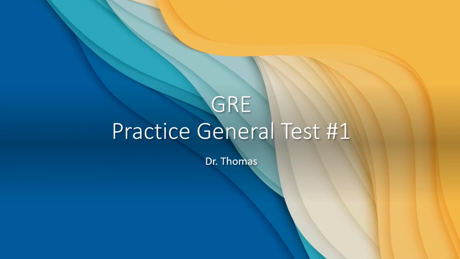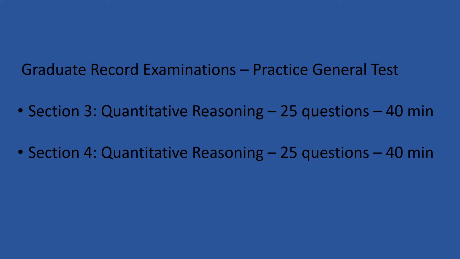This video is all about the general test practice for the GRE exam. The Graduate Record Examination has two sections, section 3 and section 4, on quantitative reasoning. Each carries 25 questions, with a 40-minute duration. Let's see a sample example for a test here.